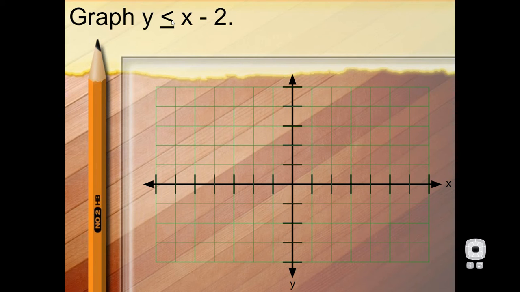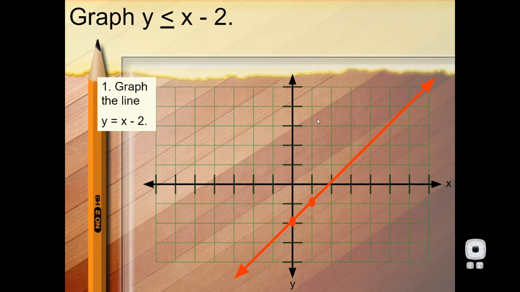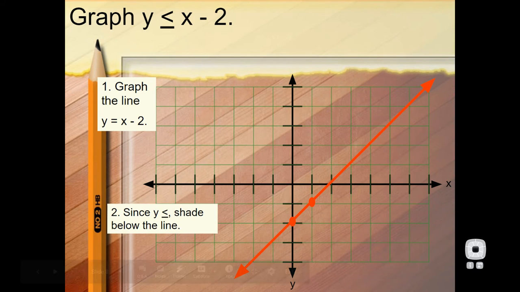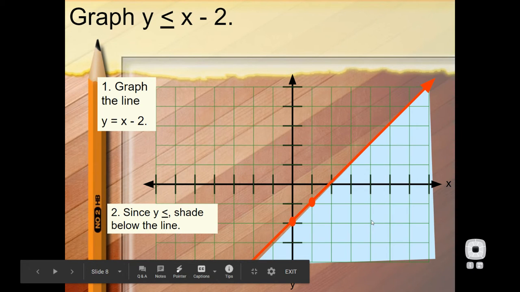So it is y is less than or equal to, so it's going to be a solid line, and I've got the y-intercept of negative 2 and a slope of 1 on 1, so there's my 2 points. Here we go. I have negative 2 as my y-intercept, run 1, rise 1. Connect it with a solid line. Yep, that's what everybody voted. And since it's less than, I'll shade below like that.